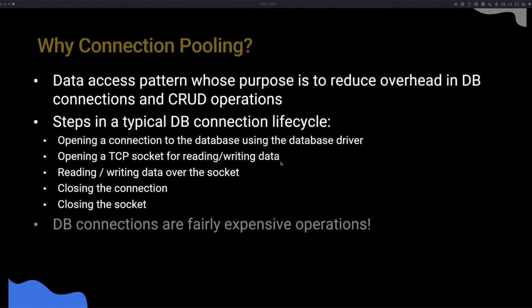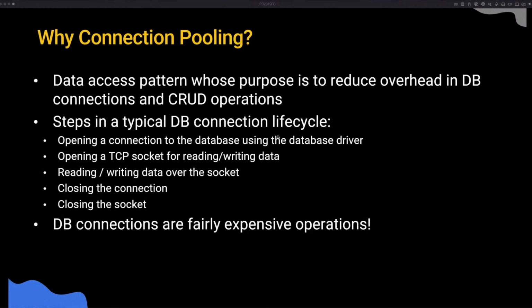So why connection pooling? Connection pooling is a well-known data access pattern. Its main purpose is to reduce the overhead in performing database connections and read-write database operations. Let's say that at the most basic level, a connection pool is a database connection cache implementation.